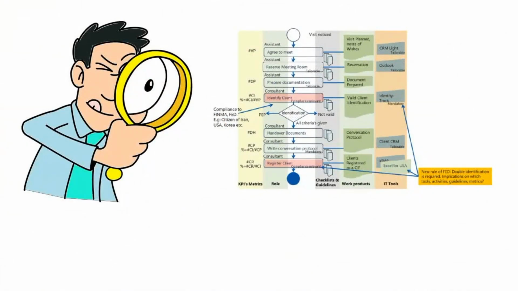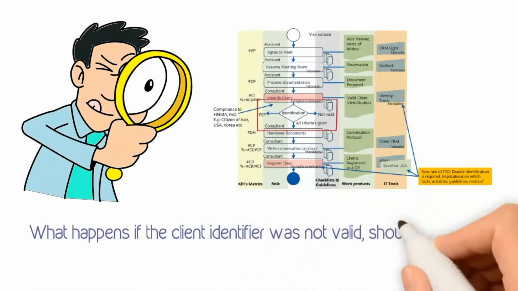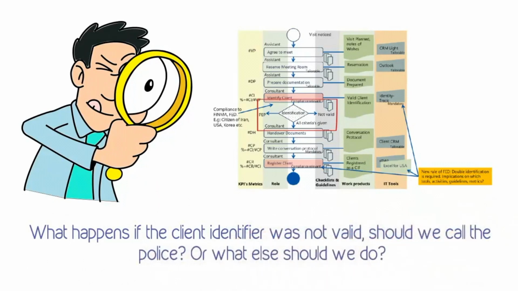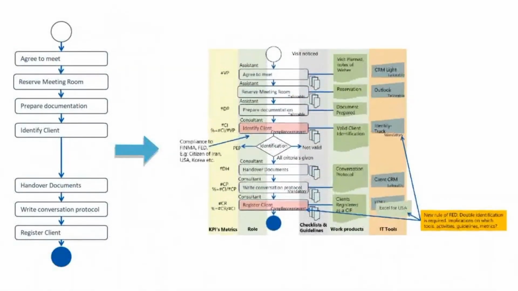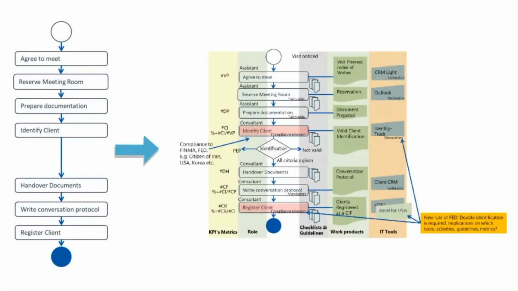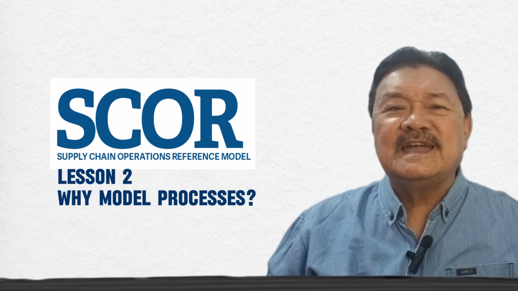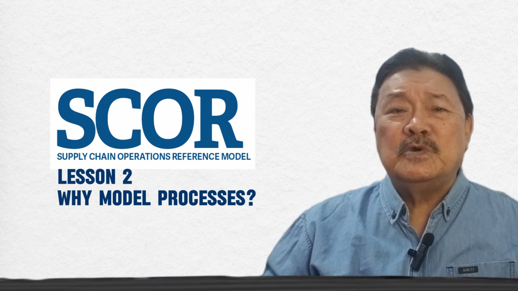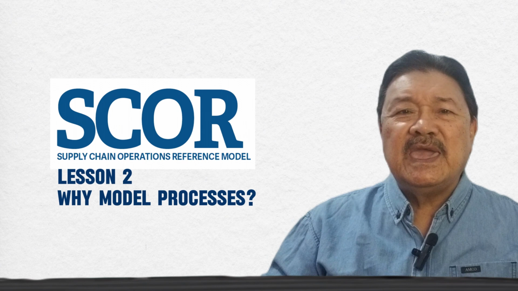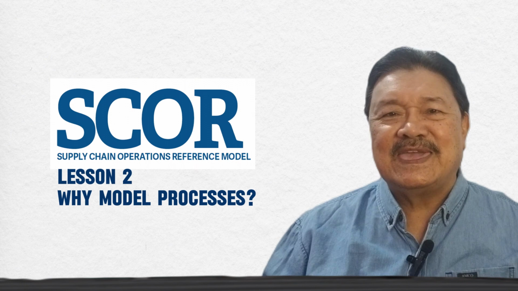And we never talked about special cases like, what happens if the client identifier was not valid? Should we call the police? Or what else should we do? A very simple process picture turned into a model with a lot of imagination, optimized for each practitioner to ensure that the right information is at hand at the right time. So, you grow from just a few interconnected boxes into a more complex diagram with decision trees, swim lanes, and so on. Now, this is the essence of process modeling.